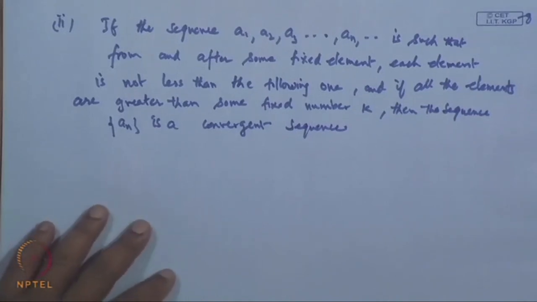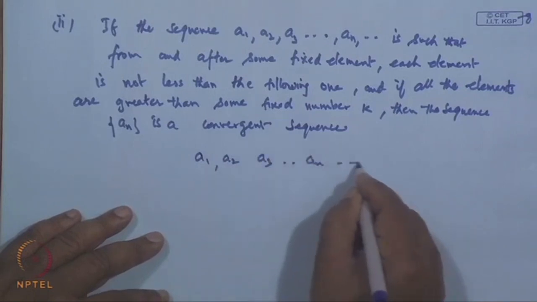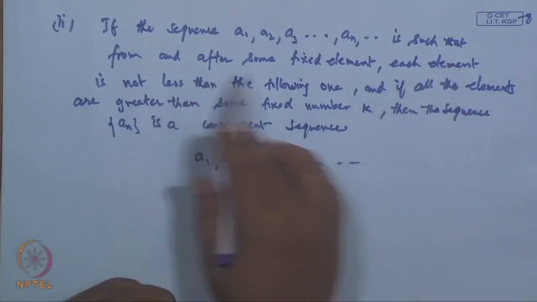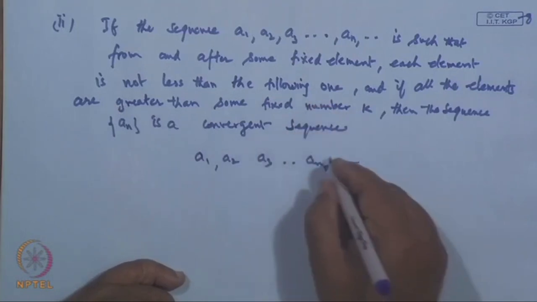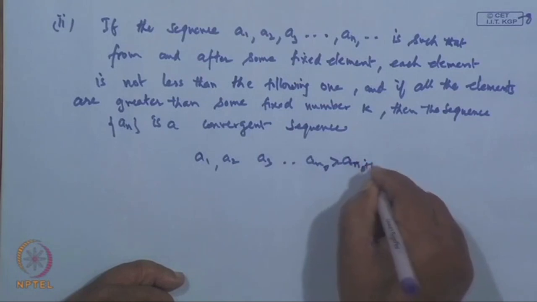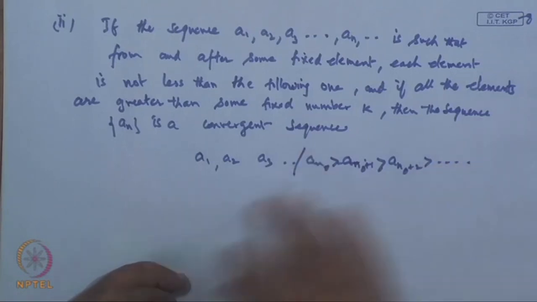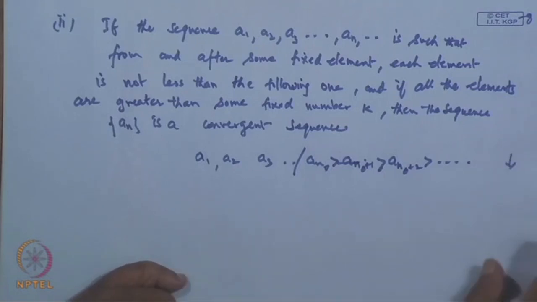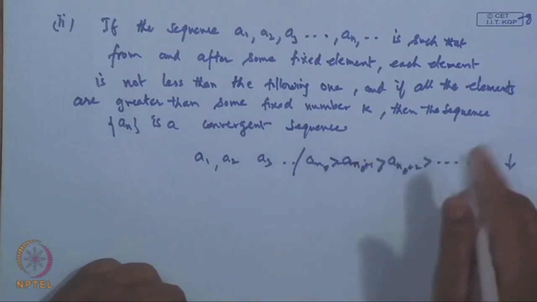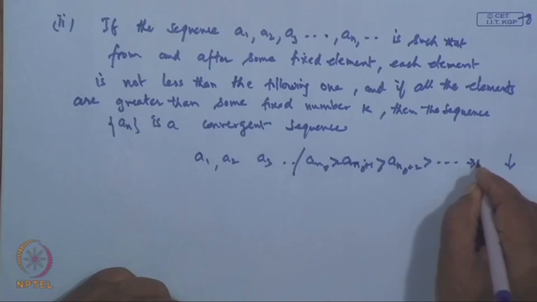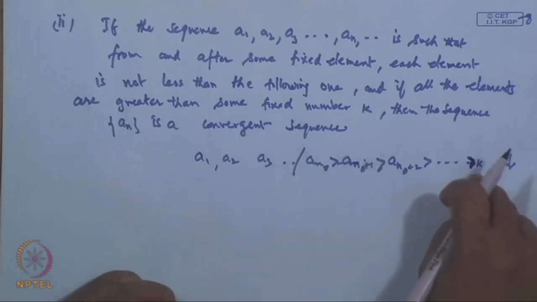Okay. So what is this sequence? If we have A1, A2, A3, AN, etcetera, these are the terms of the sequence, and this satisfies the condition that from and after some fixed element, say A_n0, each element is not less than the following one. It means A_n0 is greater than A_n0+1, greater than A_n0+2, and so on. After this, the terms are of decreasing nature. And not only that, all the elements are greater than some fixed number small k. The terms decrease, but they will not cross k.